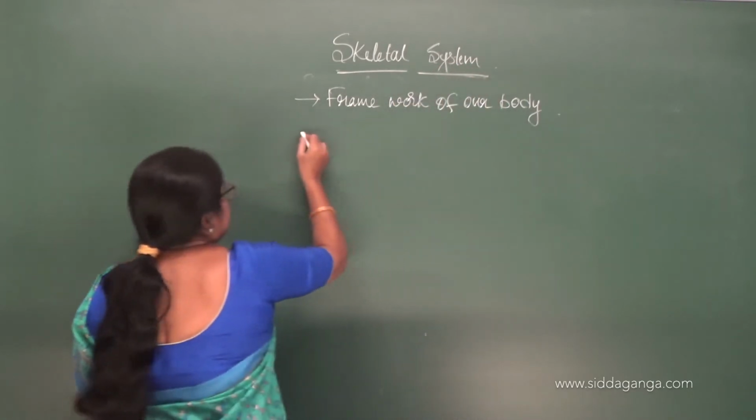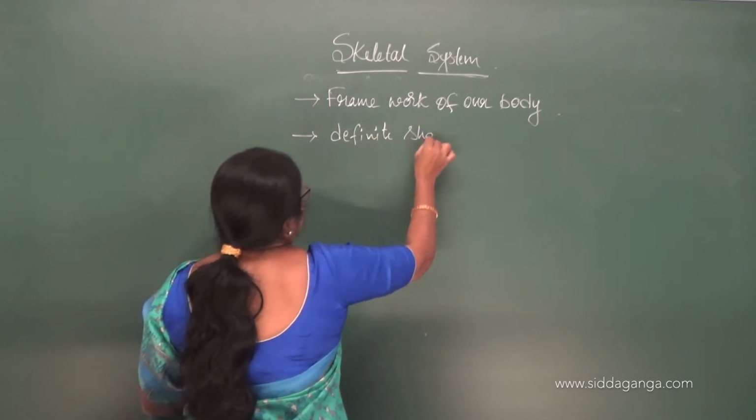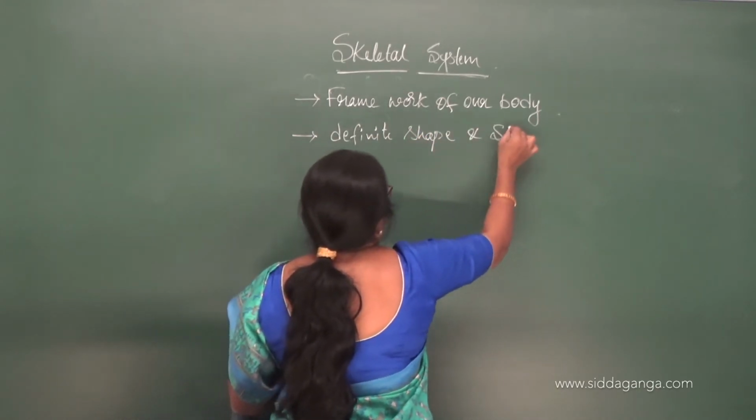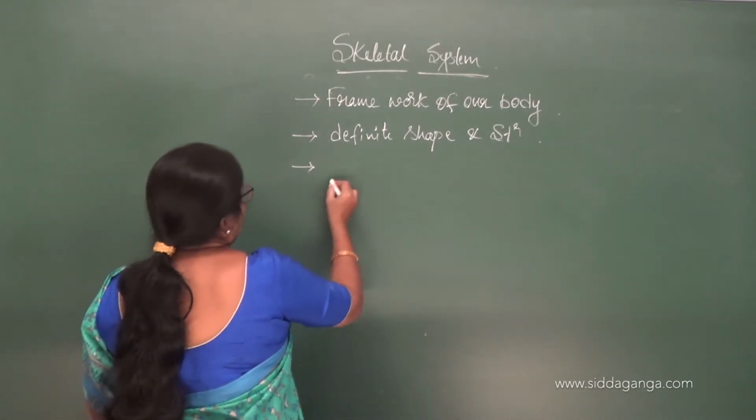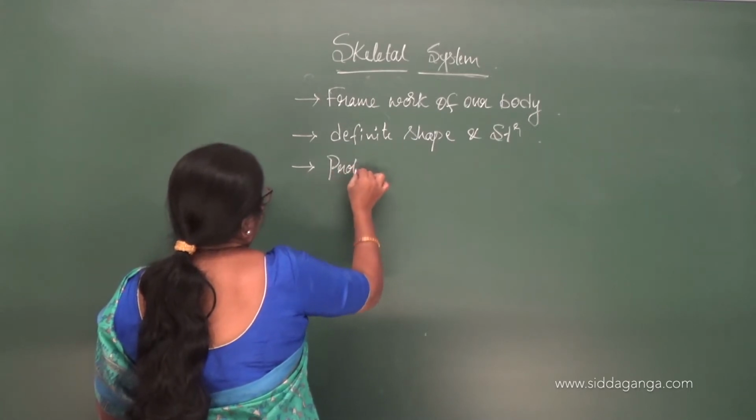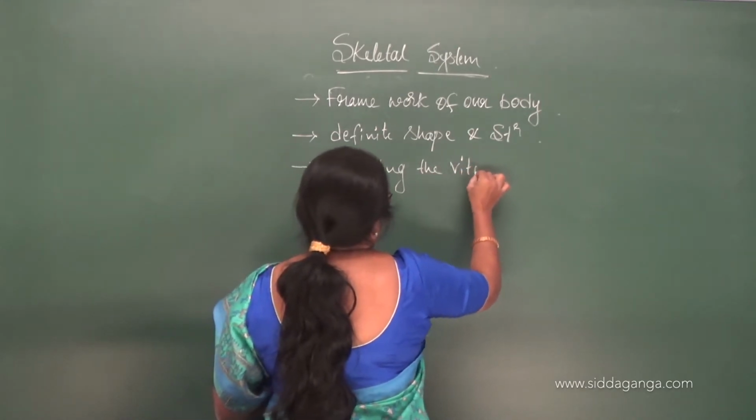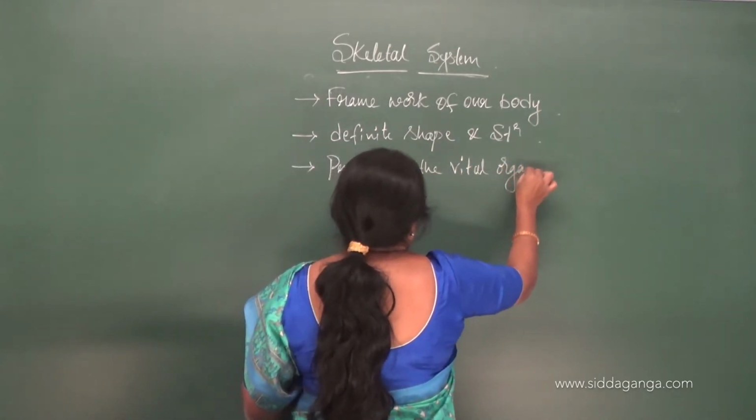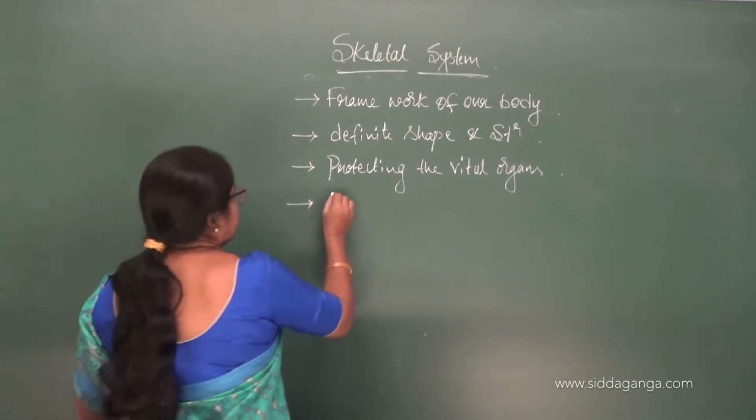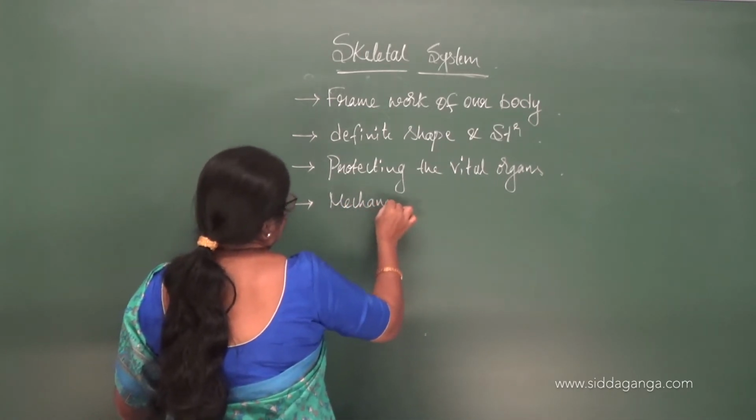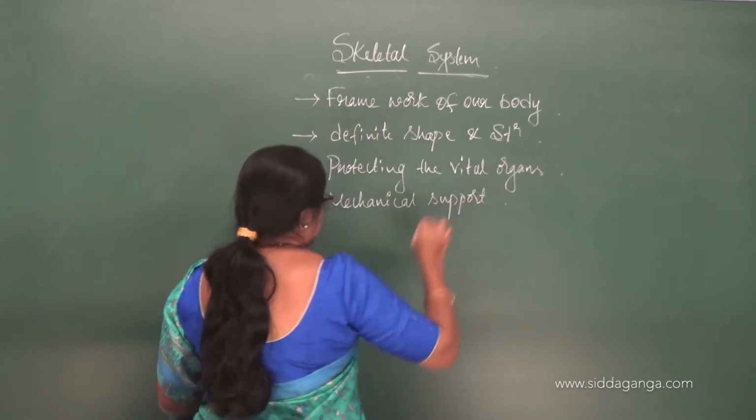This skeletal system gives a definite shape and structure to our body. It also protects the vital organs of our body. And it gives mechanical support to the various organs and tissues.